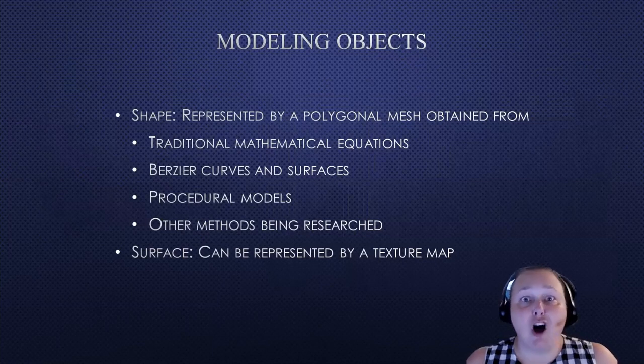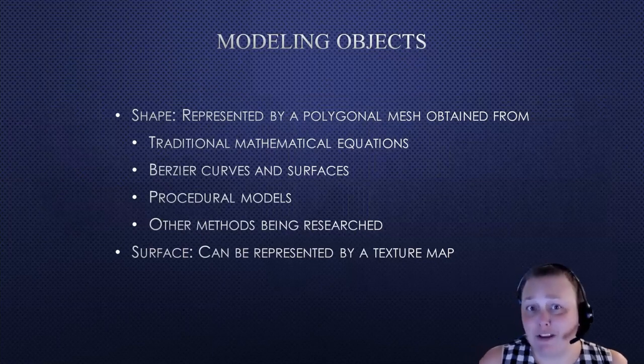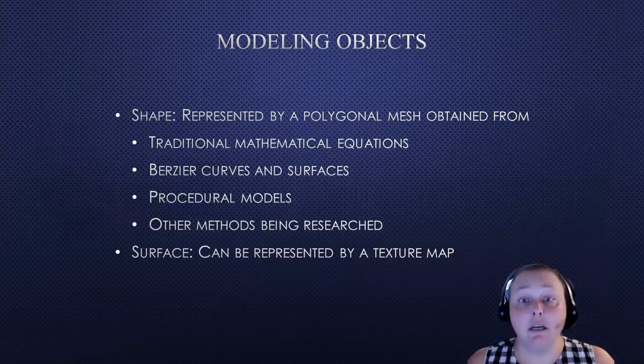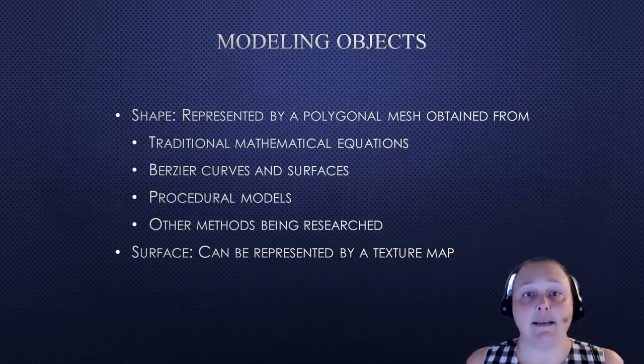Now, in order to model objects, there are 2 different things that we look at. We look at shape and we look at surface. The shape is traditionally represented by some sort of polygon mesh. Typically it comes from either mathematics or curves and surfaces or procedure models, or other methods that are out there. But the shape is going to give basically a rough estimate of what the geometric qualities of an object is.